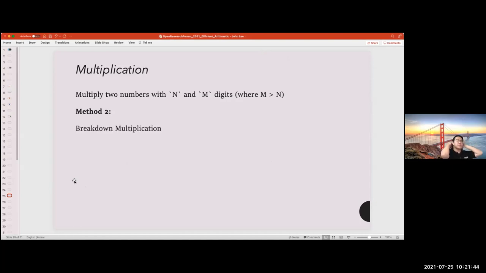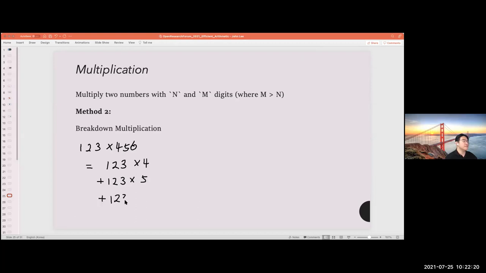And so the second method is breakdown multiplication. What I mean by breakdown multiplication is, say for example, we have two numbers, 123 times 456. We can evaluate this by doing 123 times 4 plus 123 times 5 plus 123 times 6. Then, because the 4 was from the hundreds digit, we multiply by 100 here, and multiply by 10 here, because this was from the tens digit, and by 1 here, because it's from the ones digit. For 100, 10, and 1, we're not really going to care about the multiplication cost, because we can just add the number of zeros behind it.